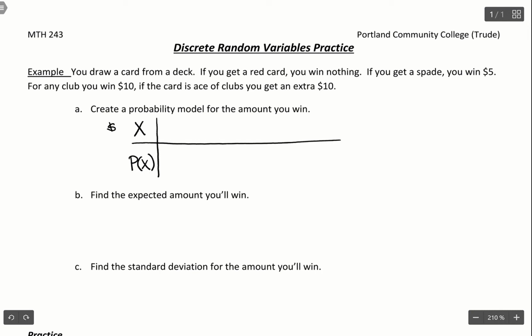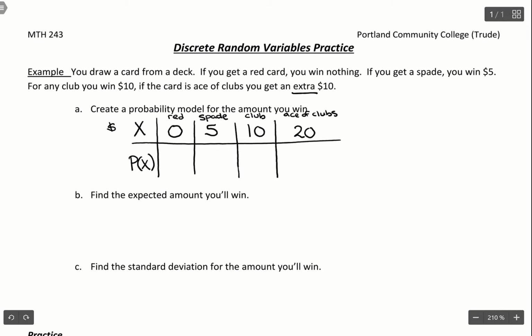So the idea is we could win nothing, so we could leave with $0. And that's going to be the idea of drawing a red card. We could leave with $5, and that's going to happen if we draw a spade from the deck. We could leave with $10 if we get a club. And our last scenario is specifically if we get the ace of clubs. The idea is that we get an extra $10. So we already get $10 if it's a club, and then we get an extra $10. So we'd leave with $20 if we draw that ace of clubs.